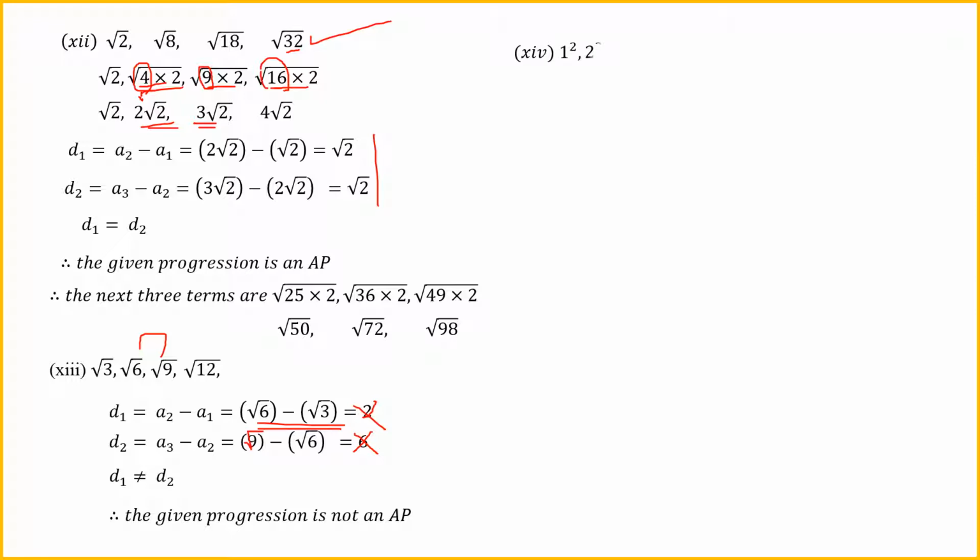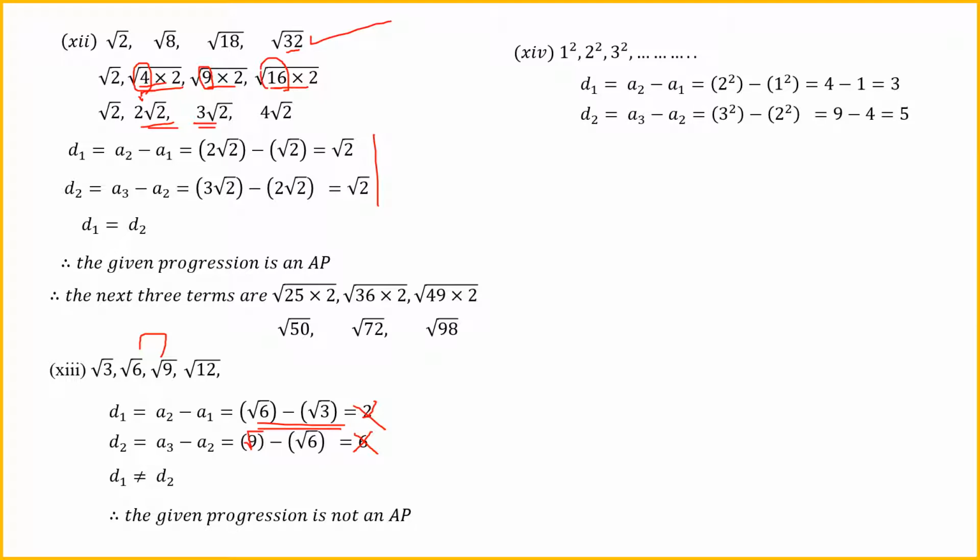Coming to the next question, it's 1 square, 2 square, 3 square, and so on, which is not in arithmetic progression. The reason: 1 square is 1, 2 square is 4, so 4 minus 1 is 3. The third term is 3 square, which is 9, minus 4, and it's equal to 5, where the differences are not constant, therefore it is not in arithmetic progression. Yes, let's go ahead with the next question.